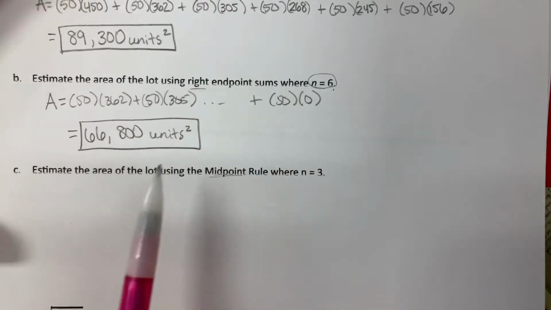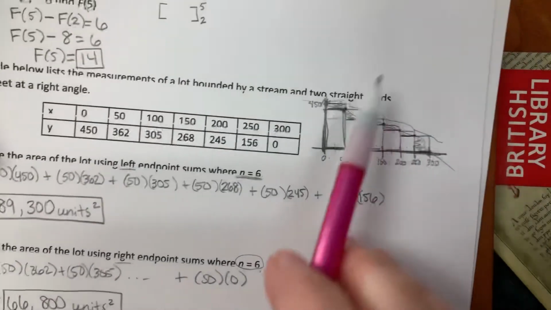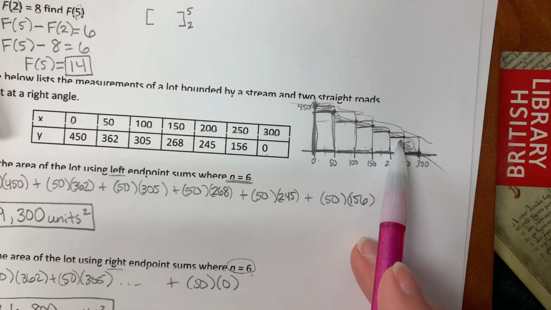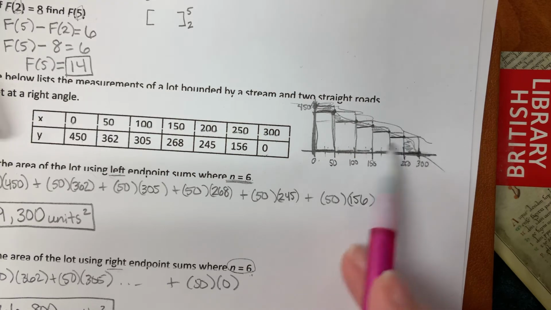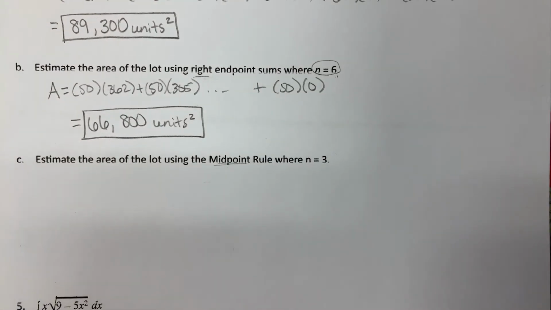On the AP exam, they ask you a lot about that. So one way to talk about it is that this is a decreasing function, and I'm using a right endpoint sum, which means it's going to be an underestimation. So we'll talk more about that fancy terminology as we get closer to the AP exam.